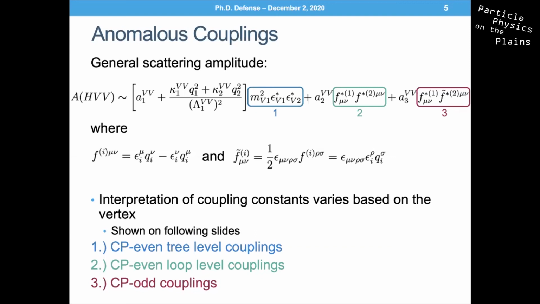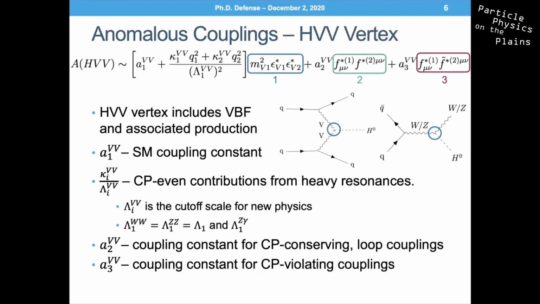This is shown in blue. Then in green, we've got CP even loop level couplings. And in red, this is going to be all the CP odd couplings. So any CP violation that's observed will be in this third term. So we can move on to discuss first the Hvv vertex.